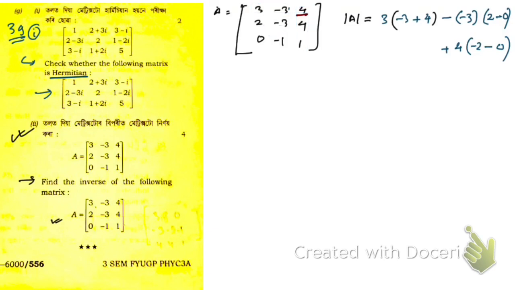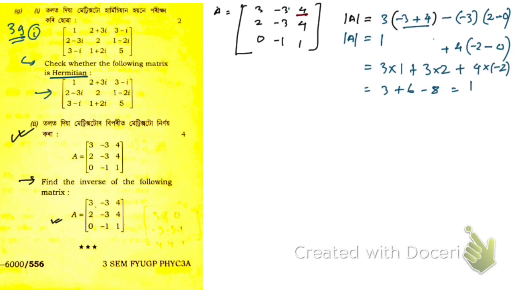So hope you know this, how to find the determinant of a matrix. 3 into, this is plus 1, then minus plus, 3 into 2, then 4 into minus 2, right? So that's going to be 3, 6, then minus 8, that's going to be equal to 1. So we have got the value of this determinant A is equal to 1, right? So hope you have understood this.